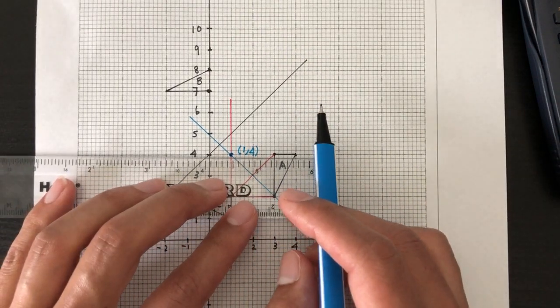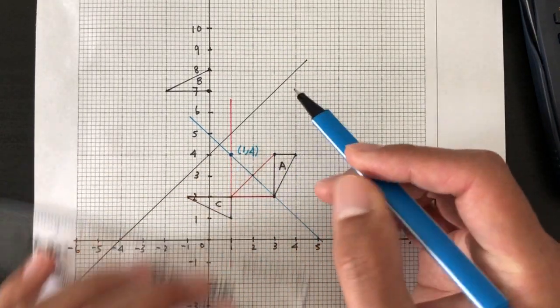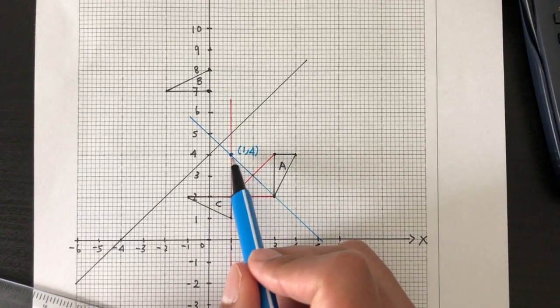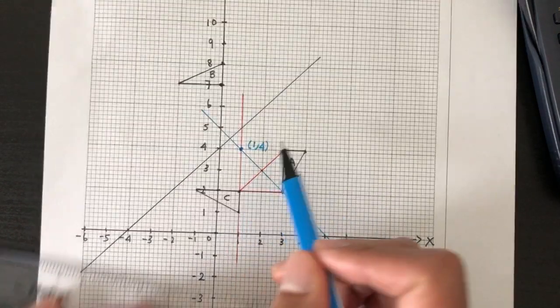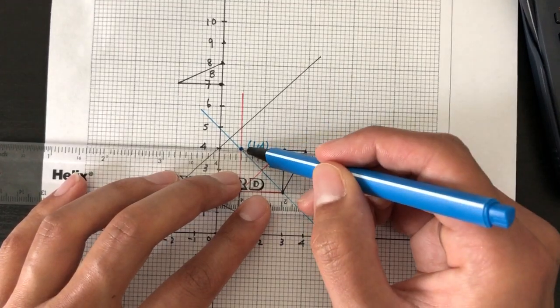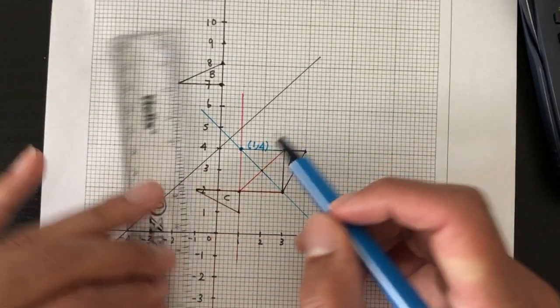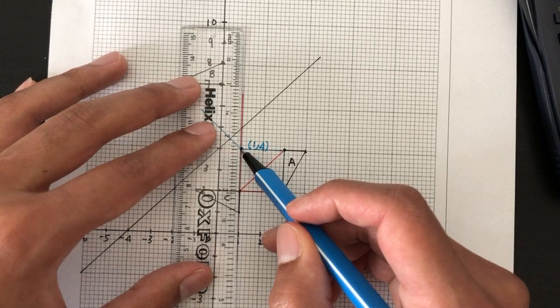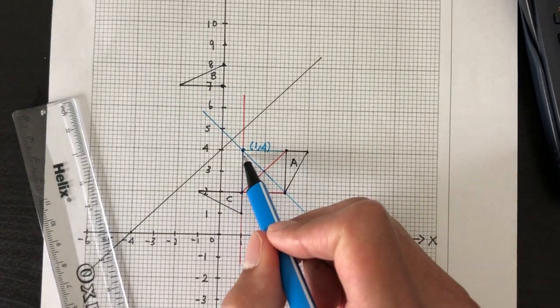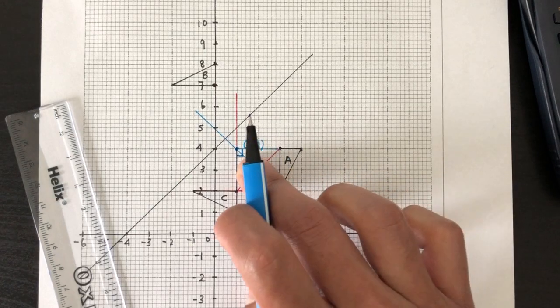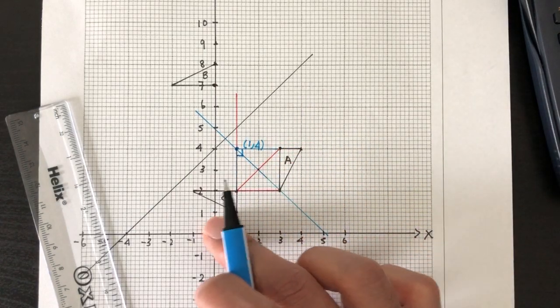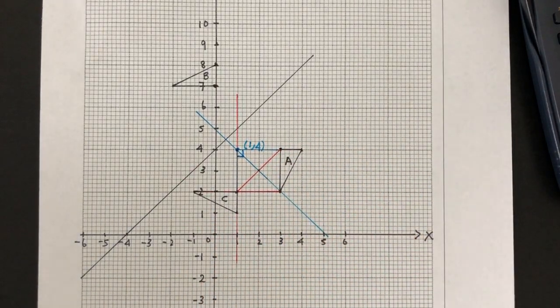So if you count, let's say this point became this point, so let's join them. This point became this point. As you can see, the angle here is 90. So it means that the angle of rotation is 90 degrees and it is a clockwise rotation. Right, so pretty easy. Let's write this down.